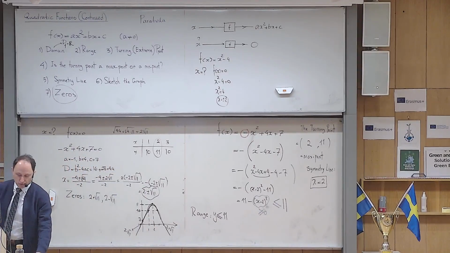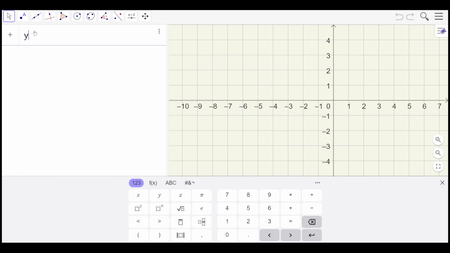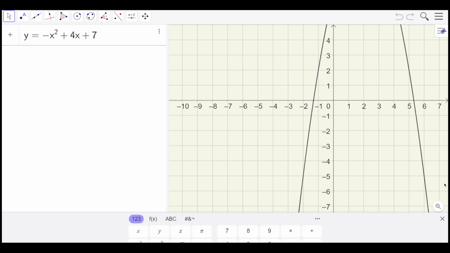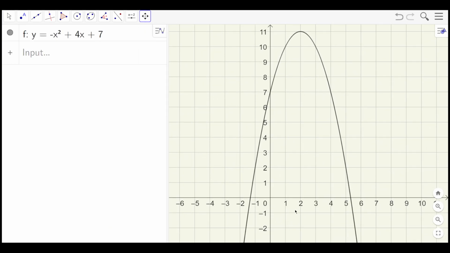Okay, let us do it with GeoGebra to make sure that we are doing everything right. Okay, so let me type that function. What was that? Y equals to minus x to the power of 2, and then plus 4x plus 7. Am I right? Yes, so that is the function. So when I type it in GeoGebra, I will get this picture. So let me make sure that you understand it correctly. So you see, the highest point, the turning point, is 2 and 11, exactly according to our calculation.